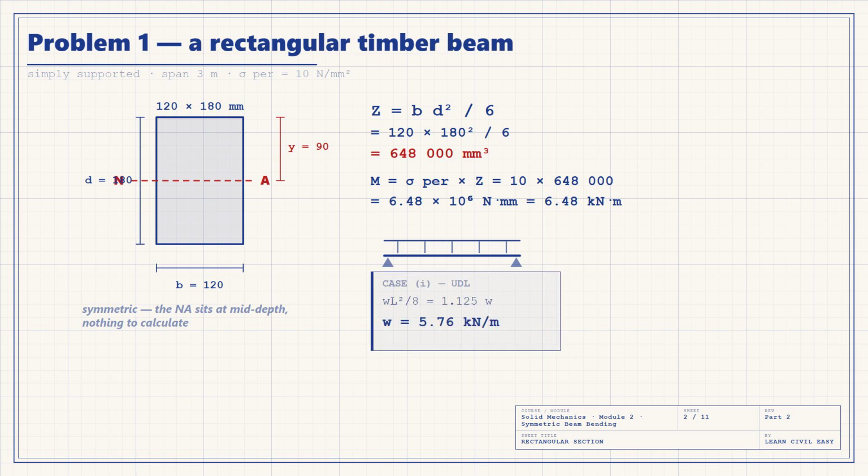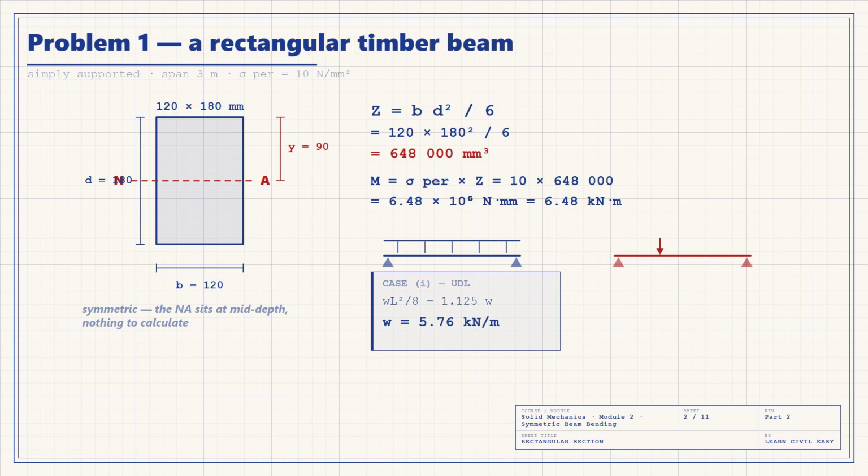Now the load. If it is a uniformly distributed load, the maximum moment is WL squared over 8, that is W times 9 over 8, which is 1.125 W. Set that equal to 6.48 and W is 5.76 kilonewtons per meter.